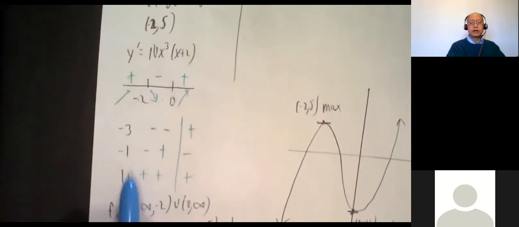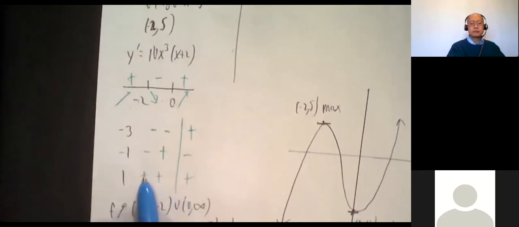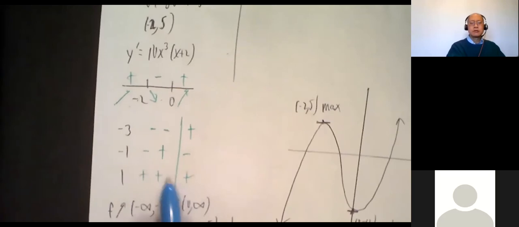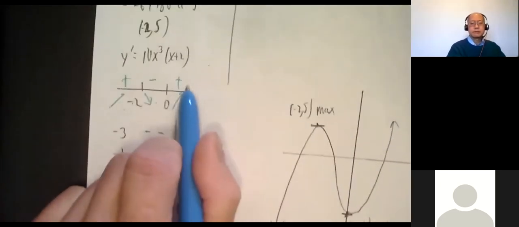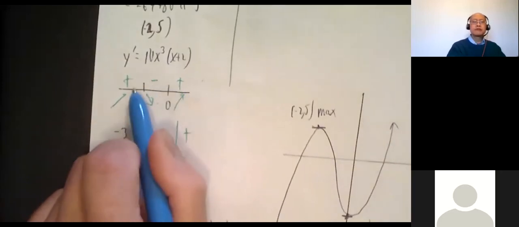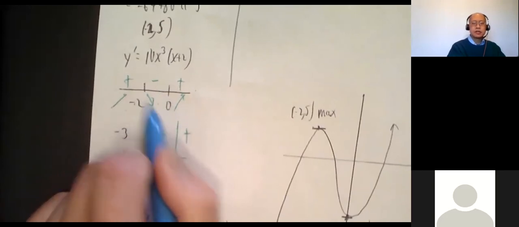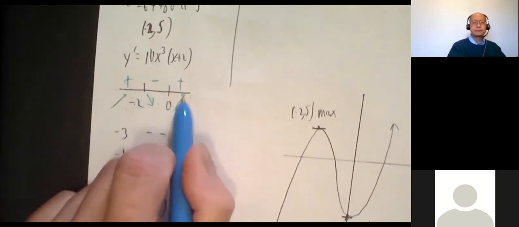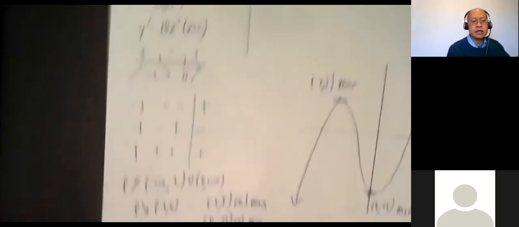This region, 1. 10 times 1 cubed, positive. 1 plus 2, positive. Positive times positive, positive. Plus, minus, plus. Positive derivative, increasing. Negative derivative, decreasing, increasing. So, intervals of increase and decrease.